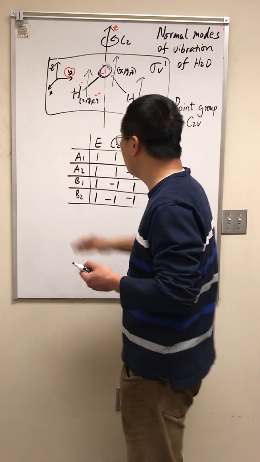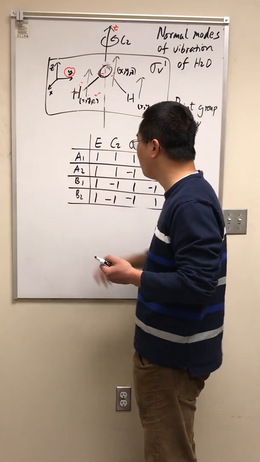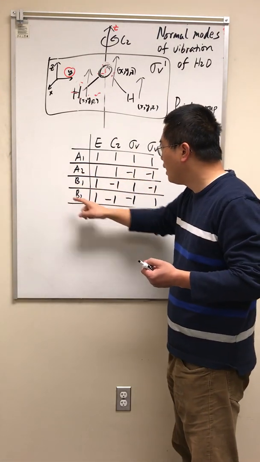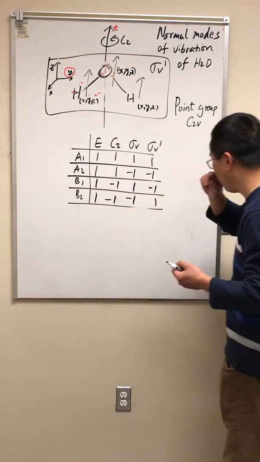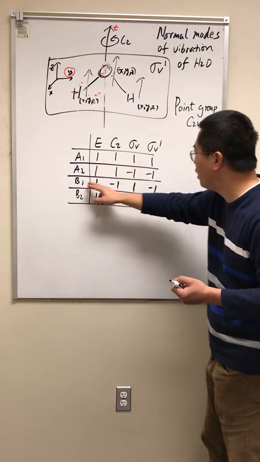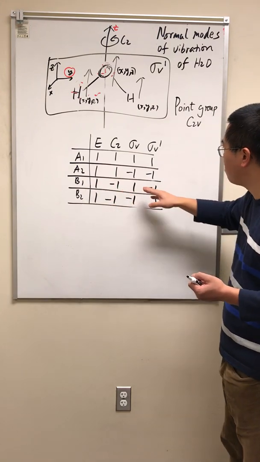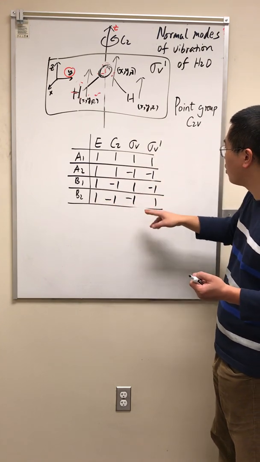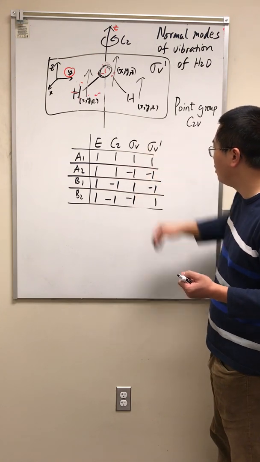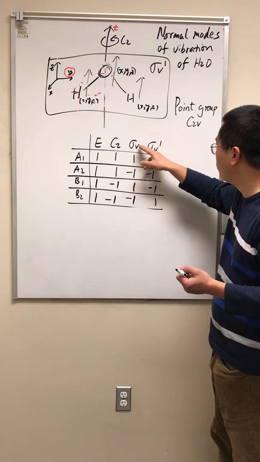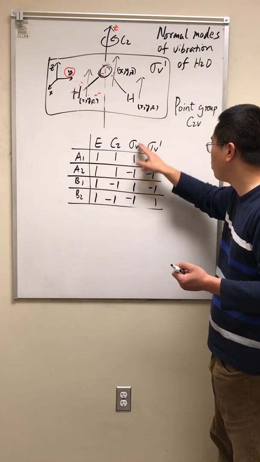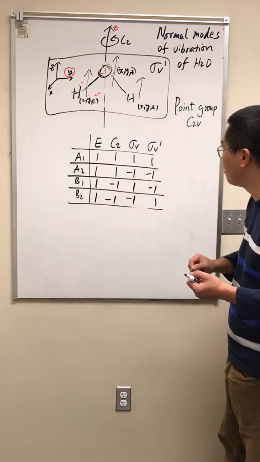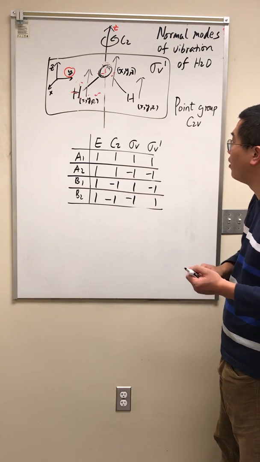So we have four different irreducible representations: A1, A2, B1, B2. A means it's symmetrical with respect to rotation. B means it's anti-symmetrical with respect to rotation. And we have 1, 2. 1 means it's symmetrical with respect to the reflection with respect to sigma v, and 2 means it's anti-symmetric if we reflect this molecule or the motion with respect to sigma v. Again, 1 means symmetrical with respect to this sigma v operation. 2 means anti-symmetrical with respect to the sigma v operation.